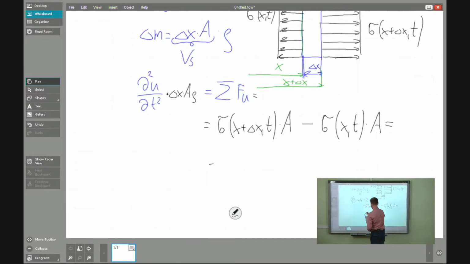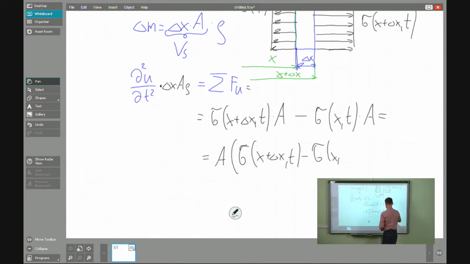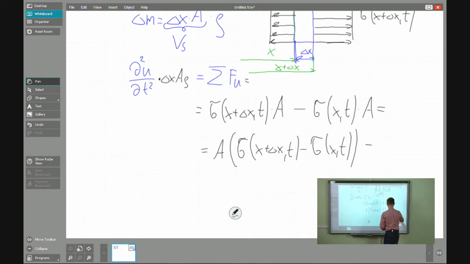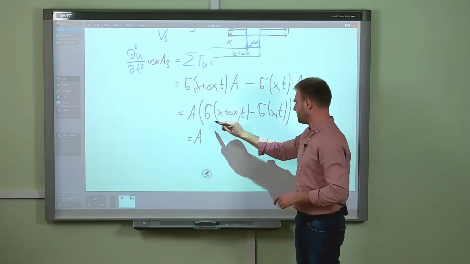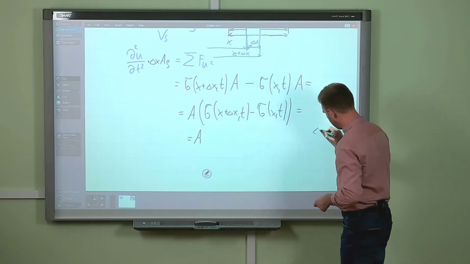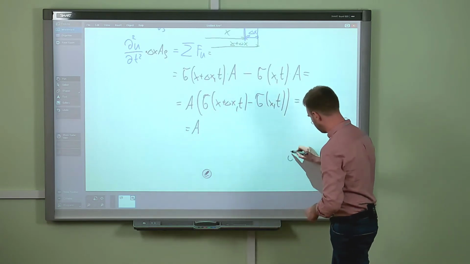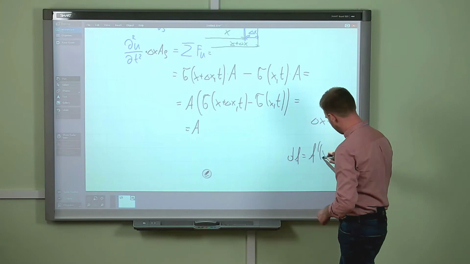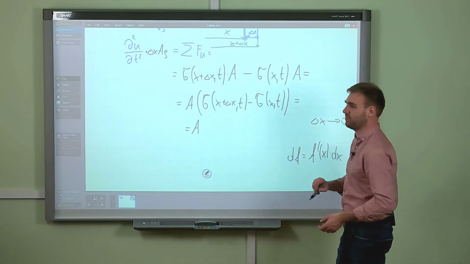It will be A times the difference between the values of our function. Due to conclusions from the analysis part of the math, we can estimate the difference of the function, especially if delta x goes to 0, by the differential of the function. We know that, generally, the differential of the function f is the first derivative of the function times the differential of the independent argument.